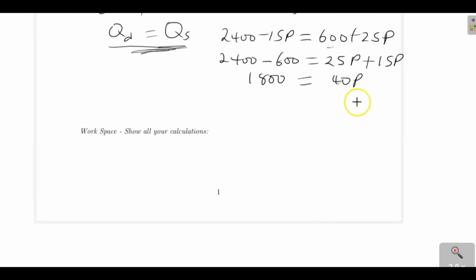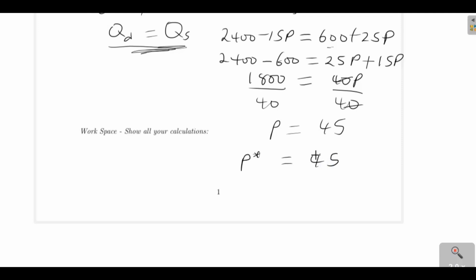Now we have this. The goal is to find the value of p. So we divide here by 40. We divide this side also by 40. Now we know that 40 cancels this 40. And clearly we are to find 1,800 divided by 40. And that is going to give us 45. So what it means is that we have been able to find the equilibrium price. So the equilibrium price, which is P star, is equal to 45.